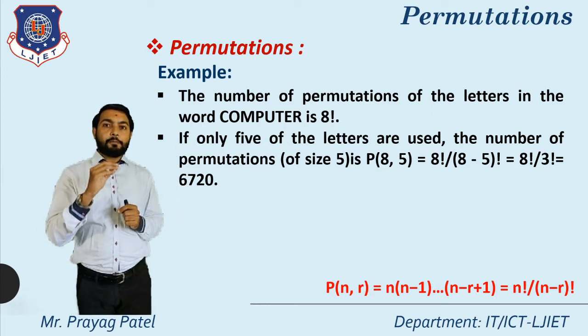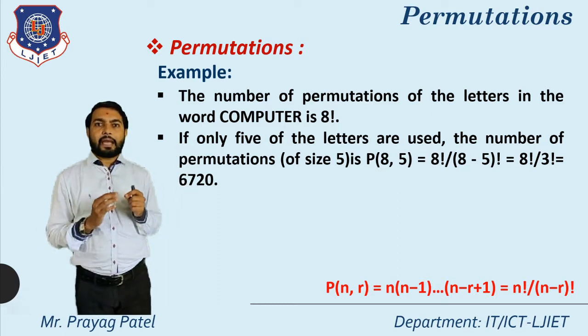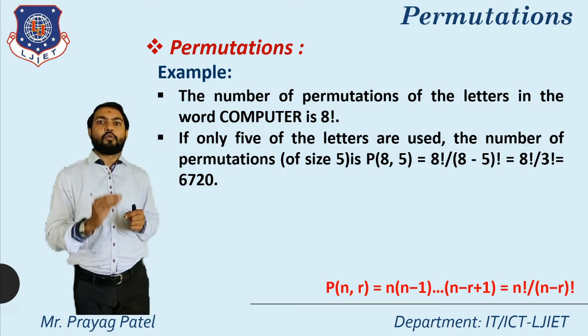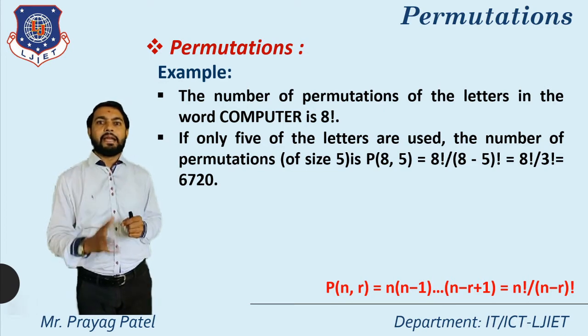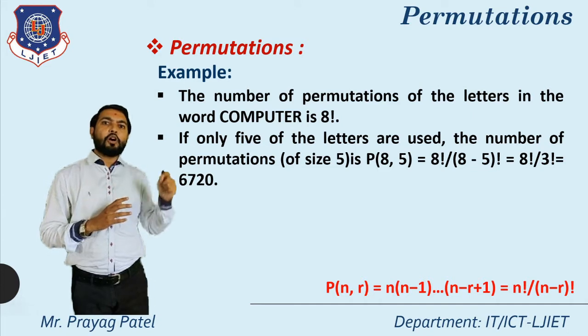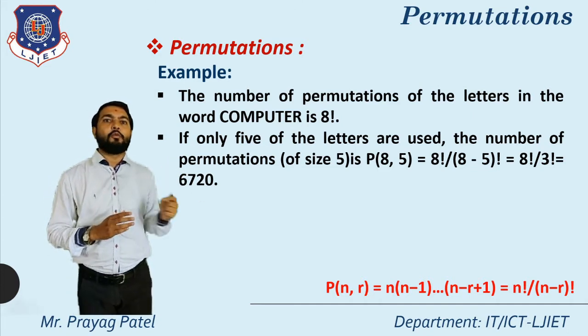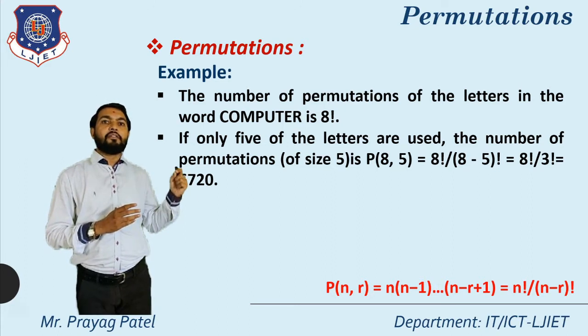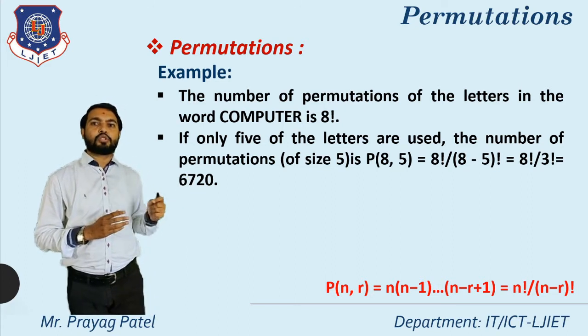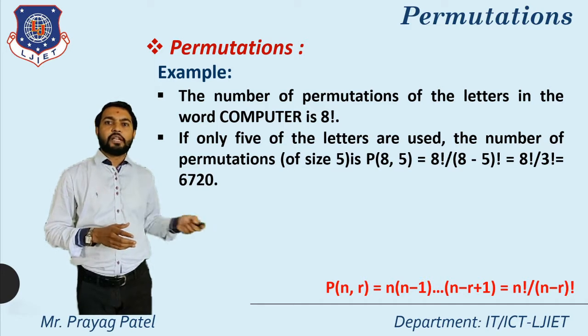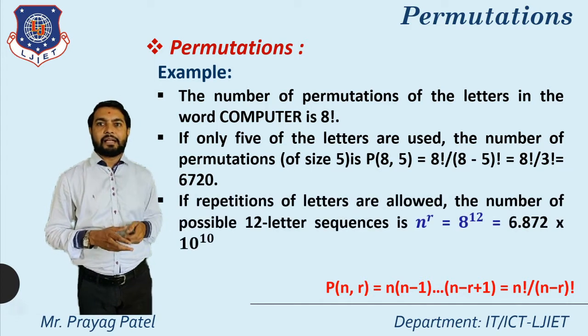But here if you want to find a set of only 5 characters from the available 8 characters, it is called P(8, 5). That means 8 factorial divided by (8 minus 5) factorial. So 8 factorial divided by 3 factorial and the answer is equal to 6720. So using this formula, we can find the answer like this.